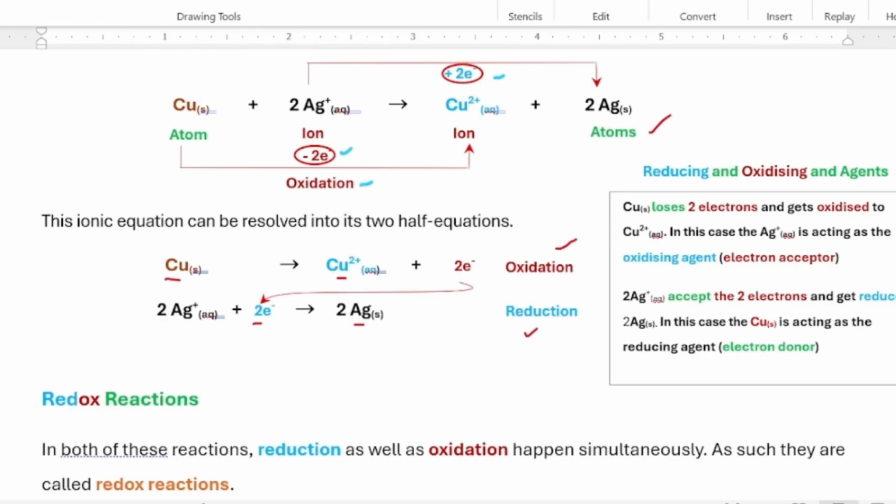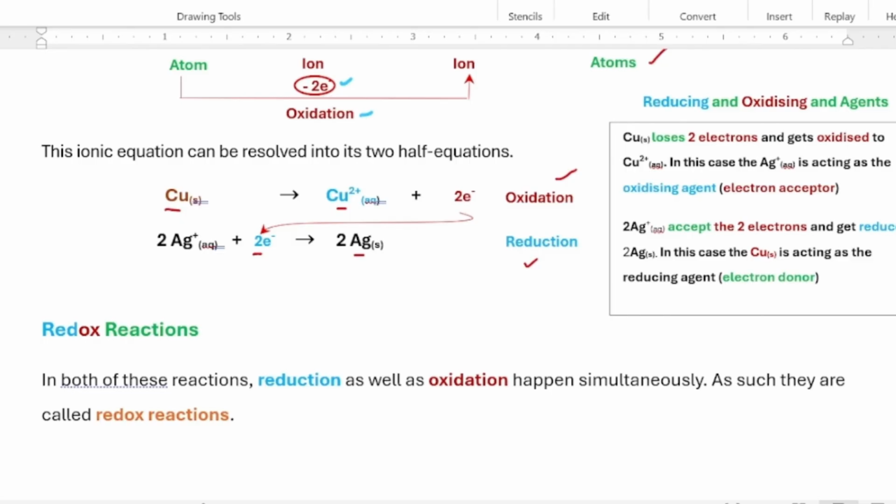In this case, let's see what are the reducing agents and the oxidizing agents. Each copper atom loses 2 electrons and gets oxidized into a copper ion. In this case, the silver ions are acting as the oxidizing agent or the electron acceptor. 2 silver ions accept 2 electrons and get reduced to 2 silver atoms. In this case, the copper atom is acting as the reducing agent, or what is called the electron donor.